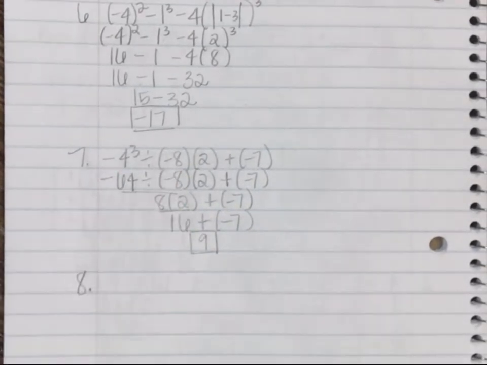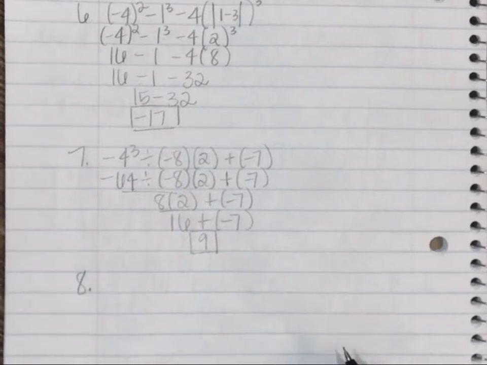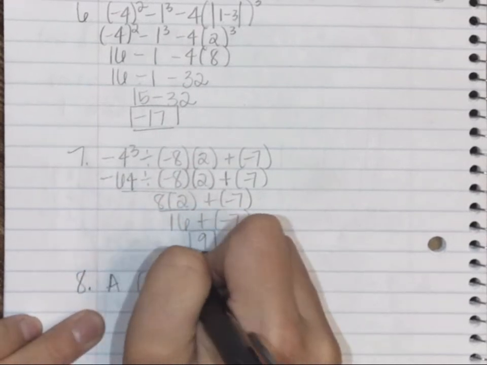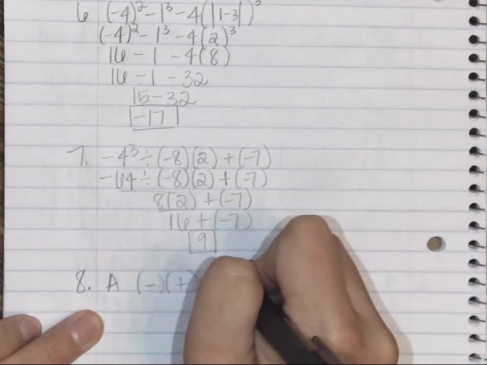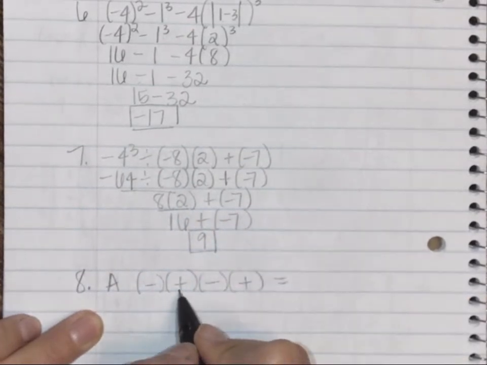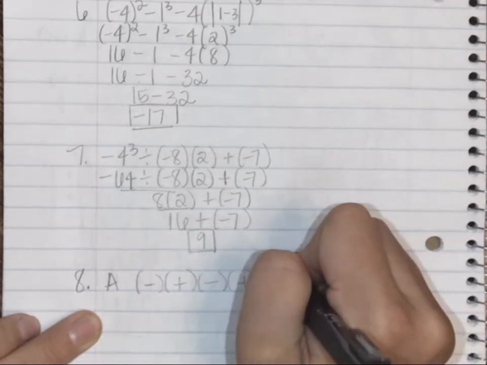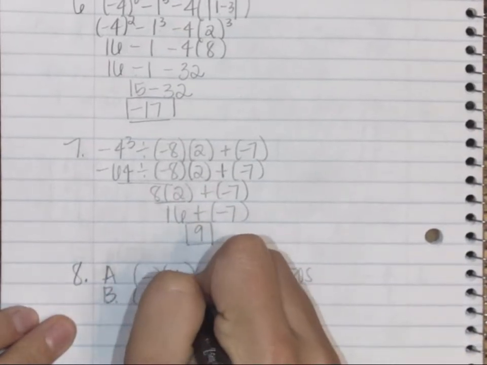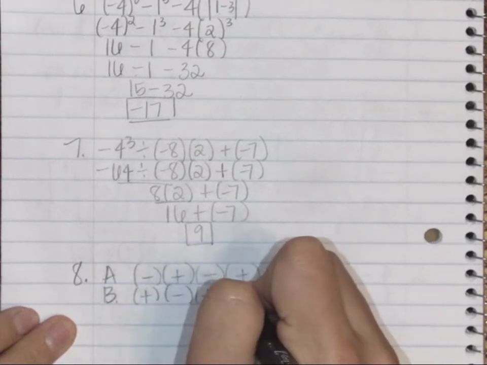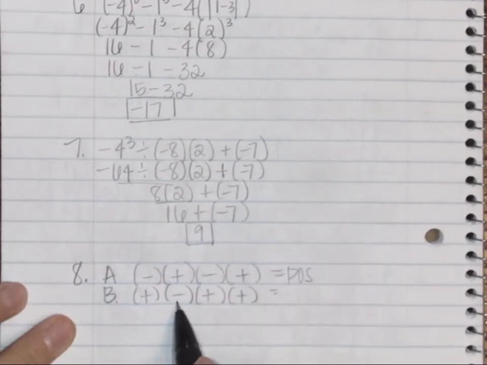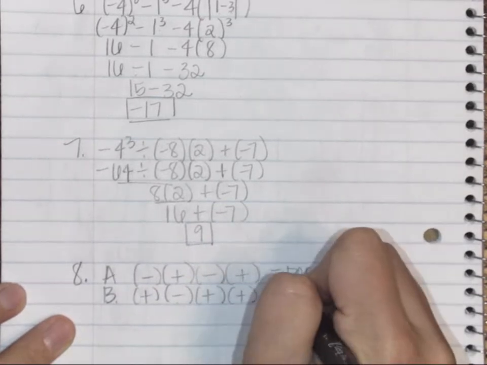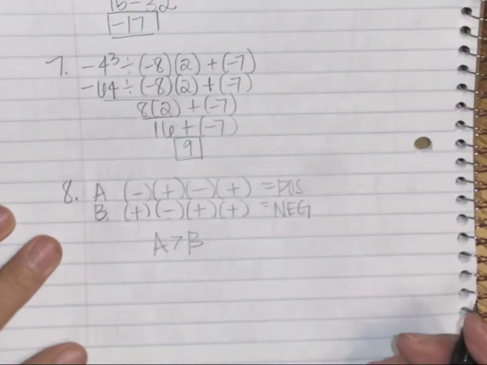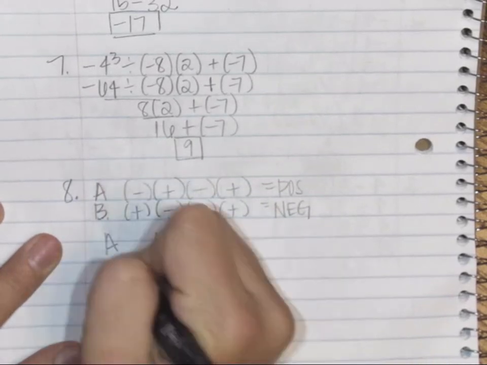Number 8. Choose the statement below which is true when x is a positive. So in column A, we have a negative times a positive times another negative times a positive. So a negative times a positive is a negative, times a negative is a positive, times a positive is a positive. In column B, we have a positive times a negative times a positive times a positive. So a positive times a negative will be a negative, times a positive is a negative, times a positive is a negative. And so column A is greater than column B because one's positive and one's negative, and that would be answer A. The quantity in column A is greater.